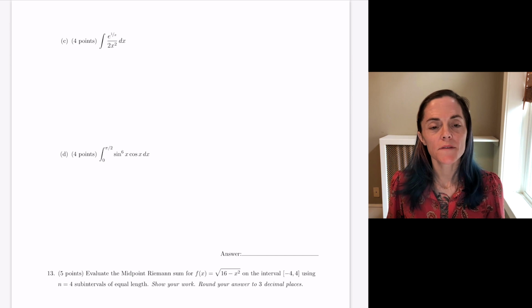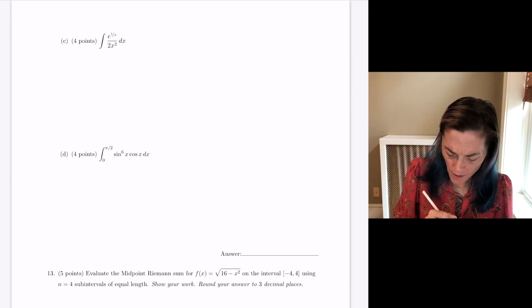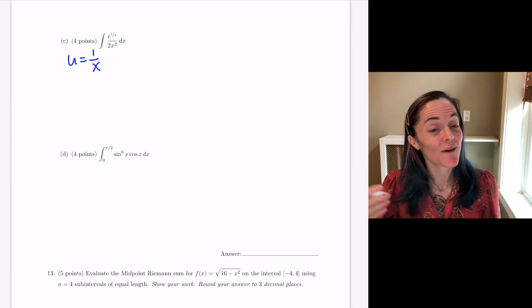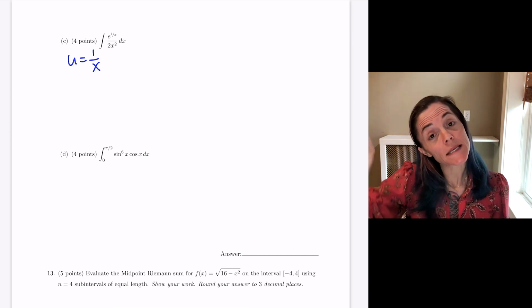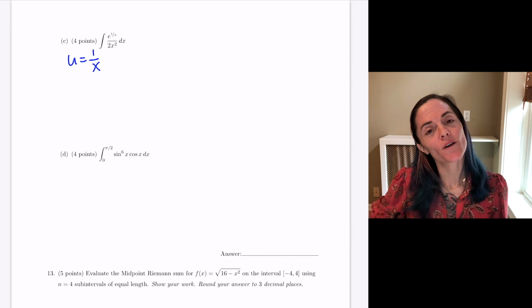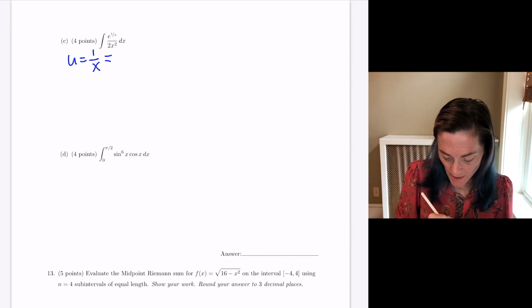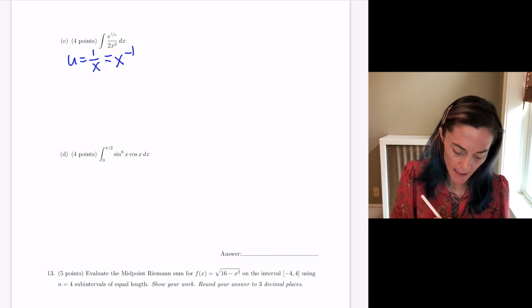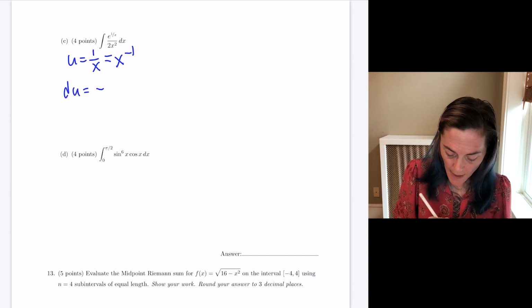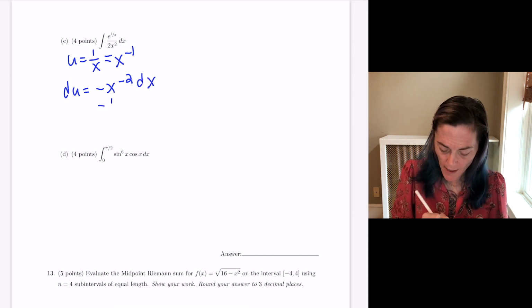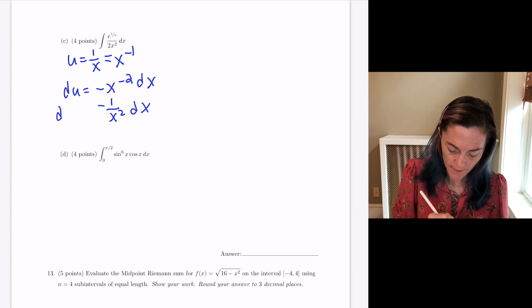The next two involve substitution, but neither are too bad. Here, up inside the exponent is something more than just x. Also, I see a multiple of the derivative of 1 over x in my integrand. So u is 1 over x, which I can write as x to the minus 1. du is minus x to the minus 2 dx. Just to help me here, I might write it this way. It's negative 1 over x squared dx.